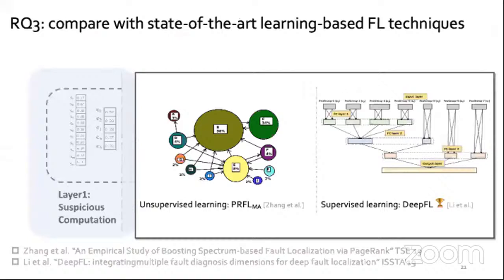Besides spectrum and mutation-based fault localization, researchers have also proposed to utilize various different information for fault localization, and recently the learning-based techniques, which use such different features for fault localization, are suggested to be very effective. So we further study if ProFL can boost the existing learning-based FL techniques. Here we choose the best unsupervised learning-based technique, PRFL, and the best supervised learning-based technique, DeepFL.